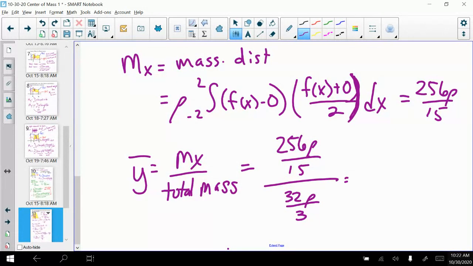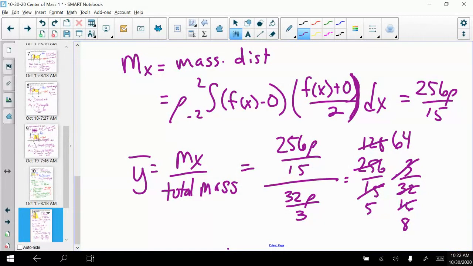So 256 over 15 times 3 over 32, right? This becomes a 5. This will become a 16 and a 128, and you can continue doing that. So we get y bar is 8 over 5, or that's like 1.6.